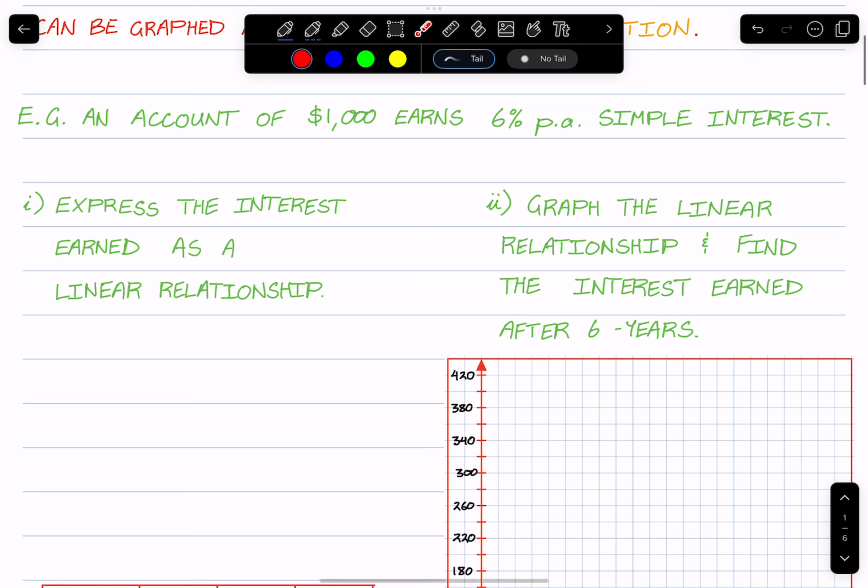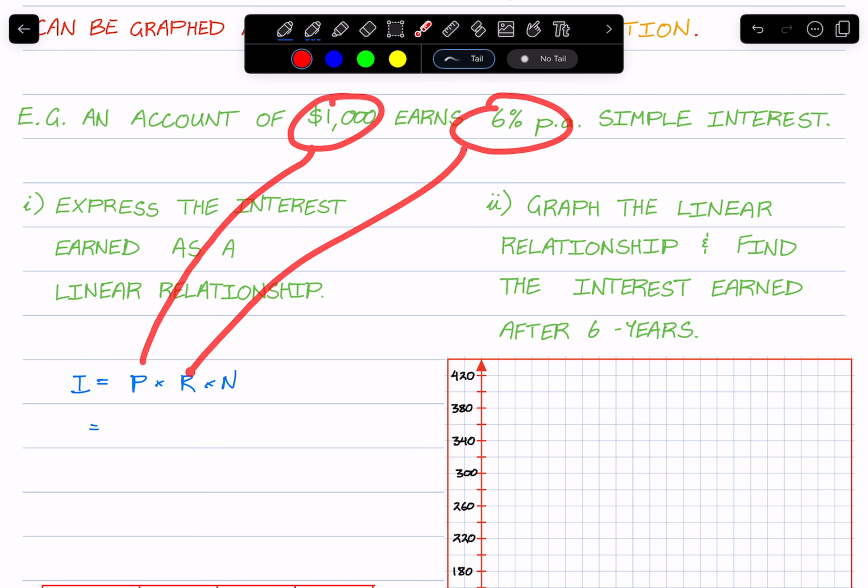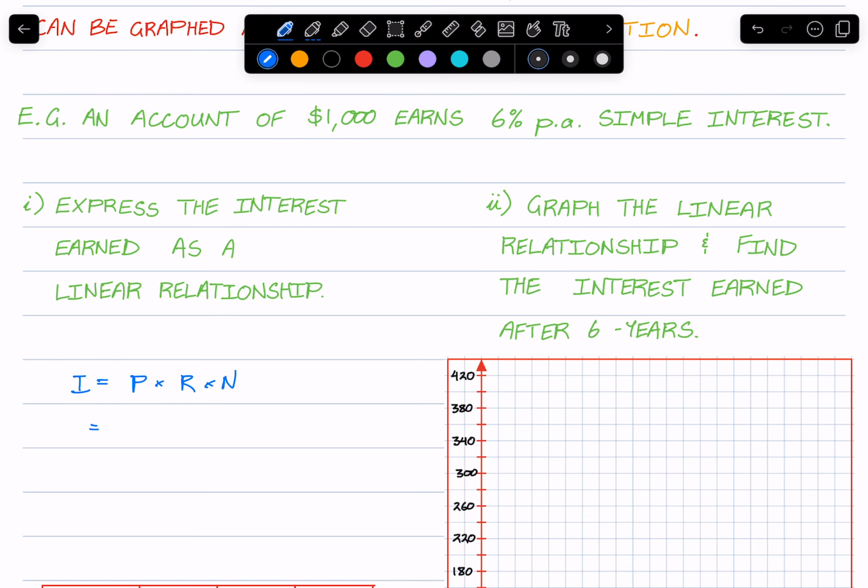Let's do a quick example to demonstrate this. Here we have an account, could be an investment or a loan, it doesn't really matter. It's $1,000 principal at 6% per annum simple interest. Using our simple interest formula, I equals P multiplied by R times N, the number of years, when we substitute the values of 1,000 and 6%, these become 1,000 times 0.06 times n.